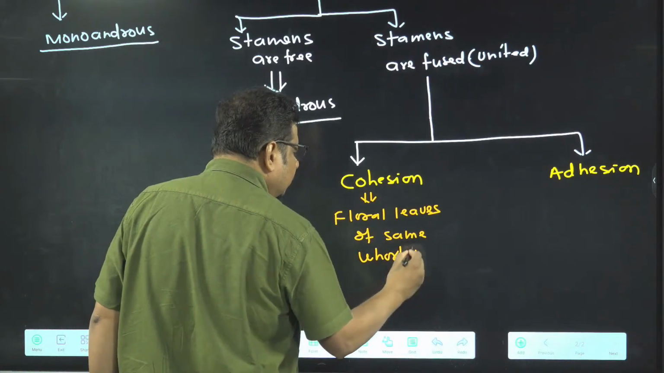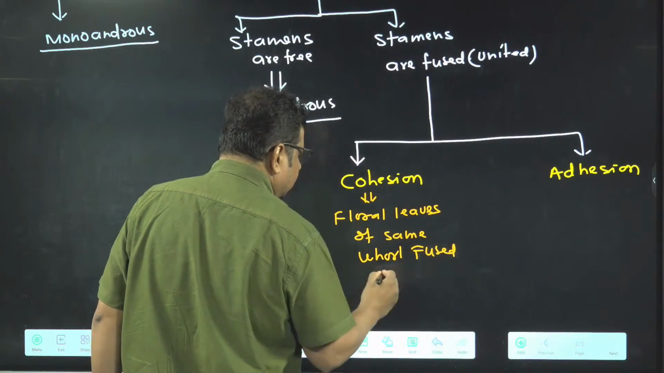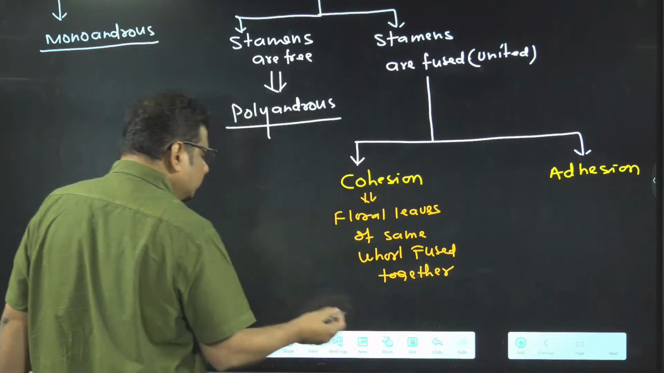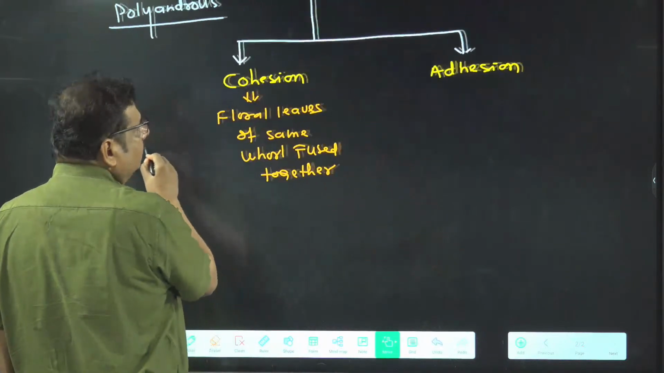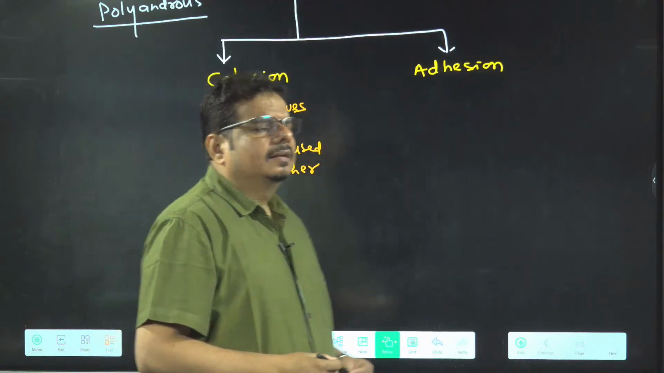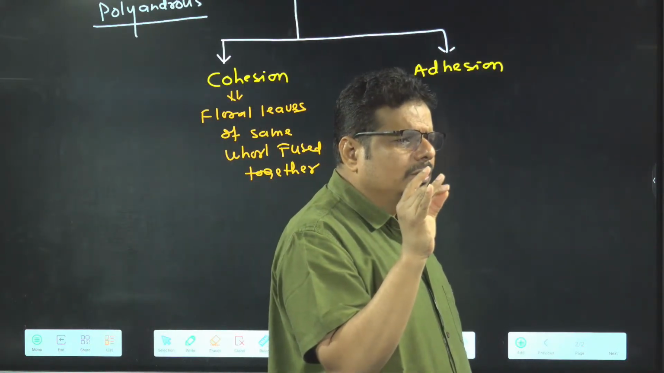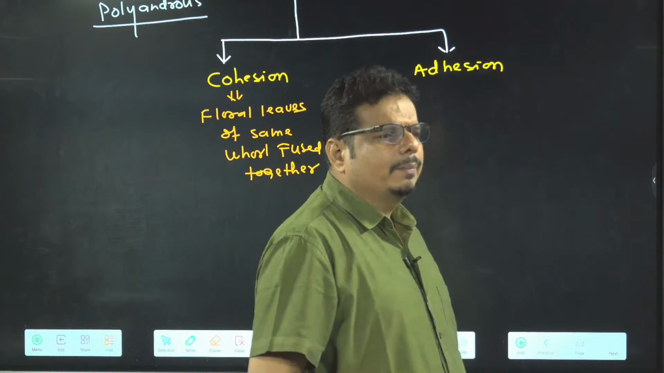When floral leaves of the same whorl fuse together, it is called cohesion. Same whorl means calyx, corolla, androecium, gynoecium. These are the 4 types of whorls.